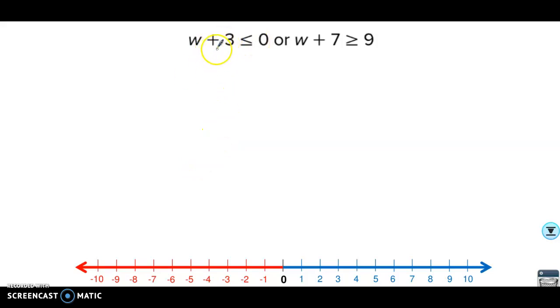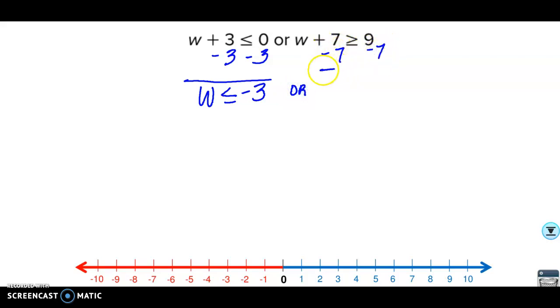This is an or, all right? We still want to solve both of these separately, so we would subtract 3 from both sides here, and that'll give us w is less than or equal to -3. Or, on the other side, we could subtract 7 from both sides, and that will give us w is greater than or equal to 2.